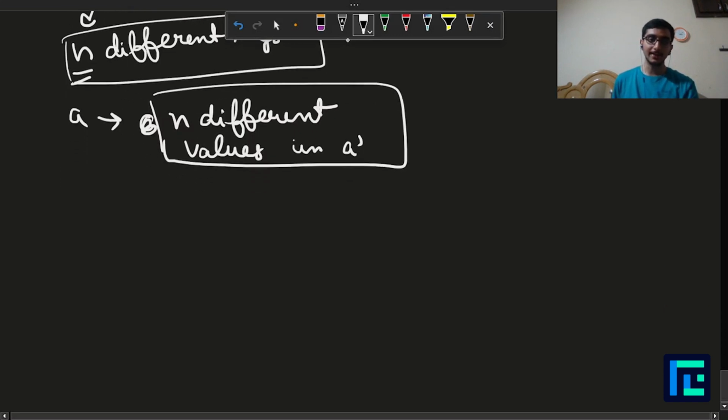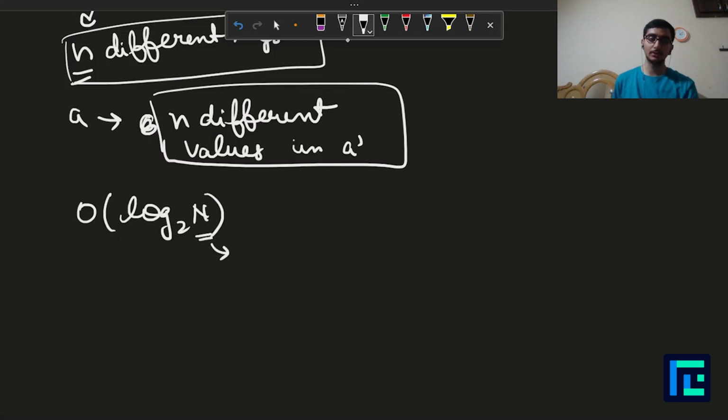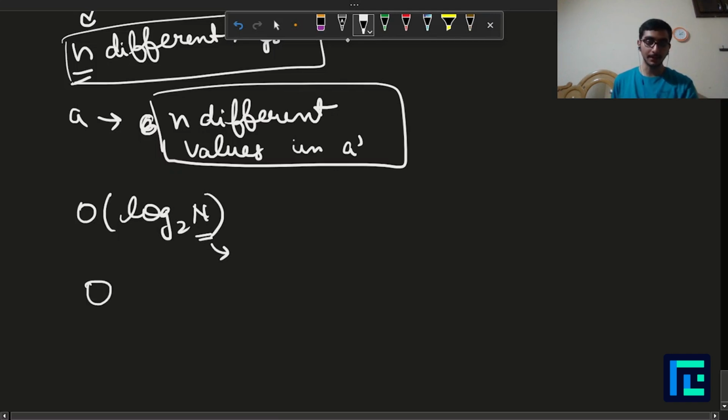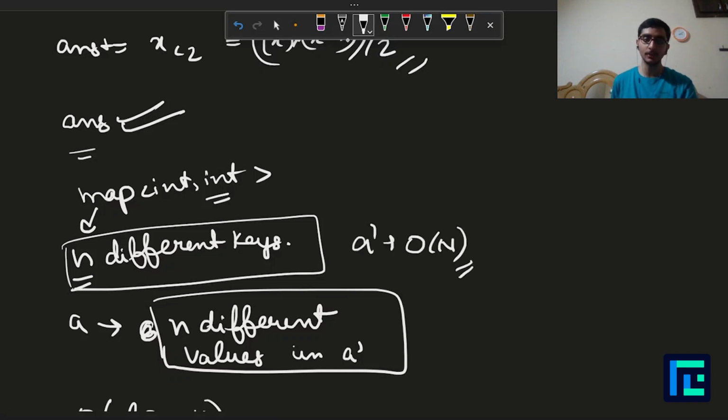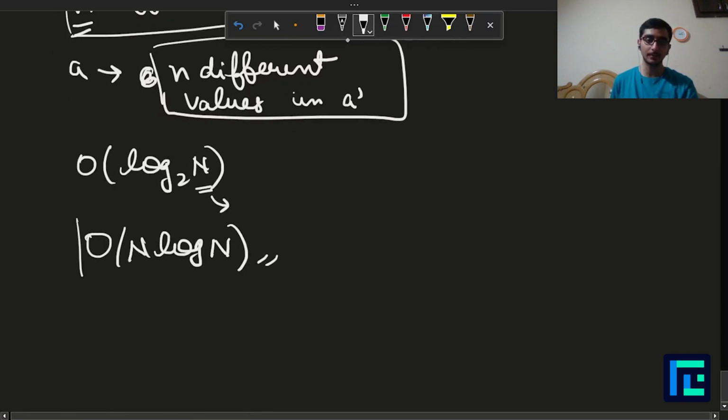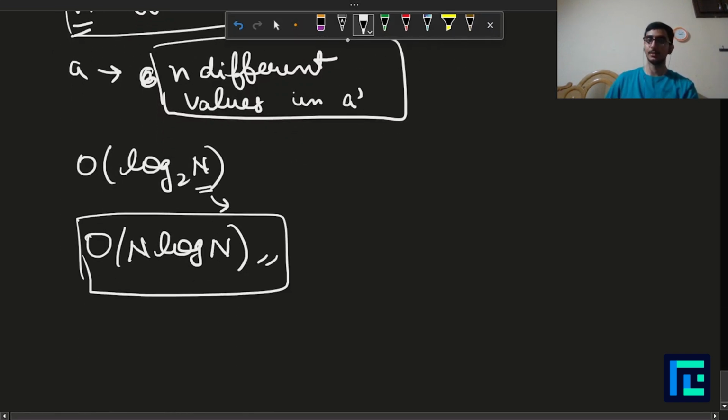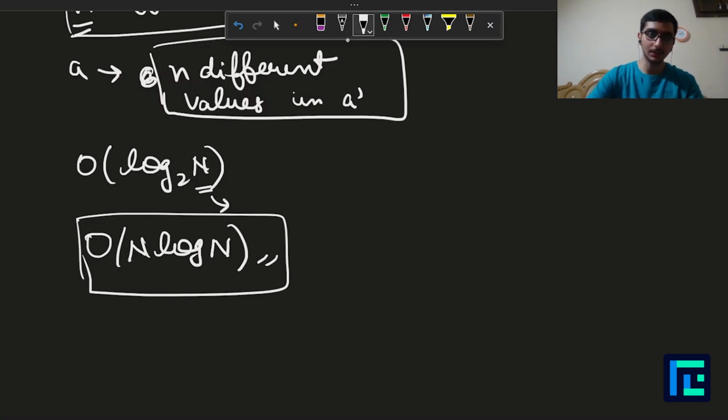And we know insertion in a map takes log of n time, where n is the size of the map. So therefore, the map can go up to O of n log n time, right? And creating the array A dash is just O of n, because you just have to run a simple loop. So the total time complexity would indeed come out to be O of n log n. Now we have discussed the solution and the time complexity. Let's move on to the implementation.